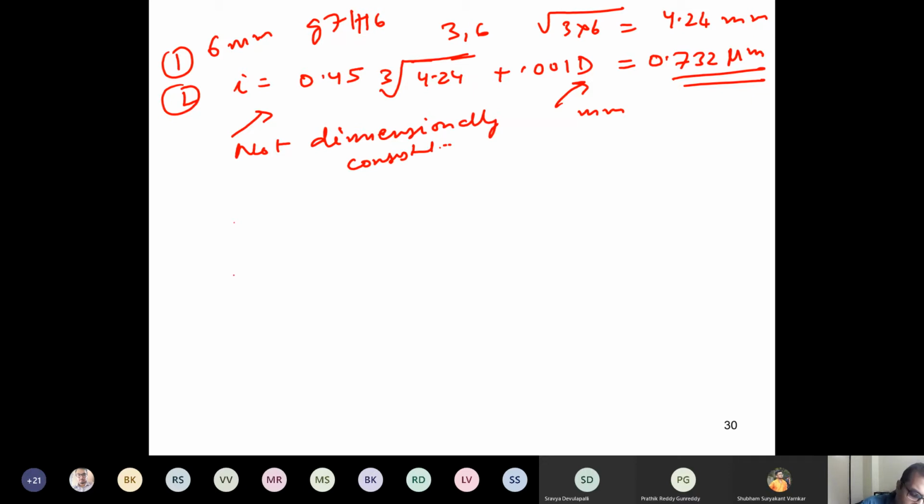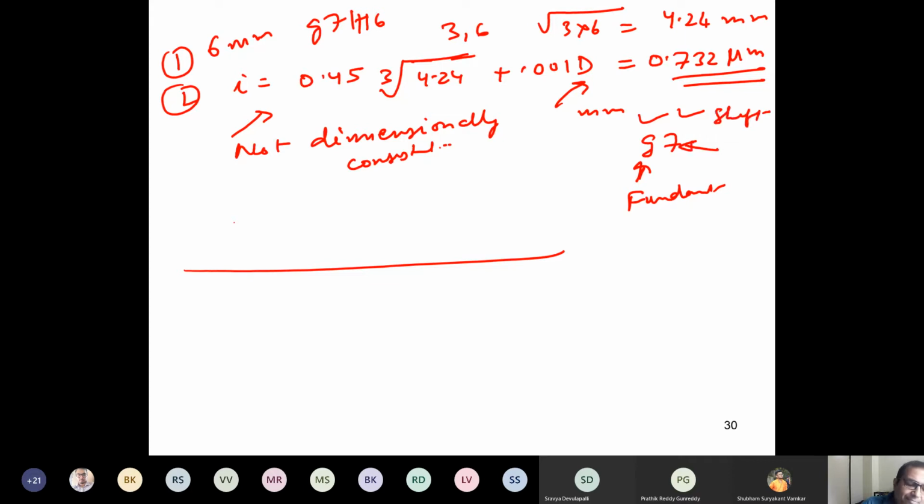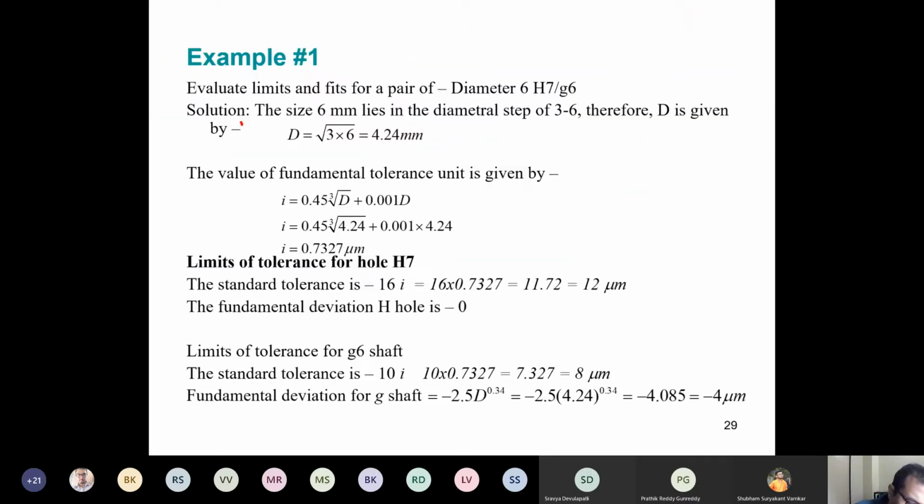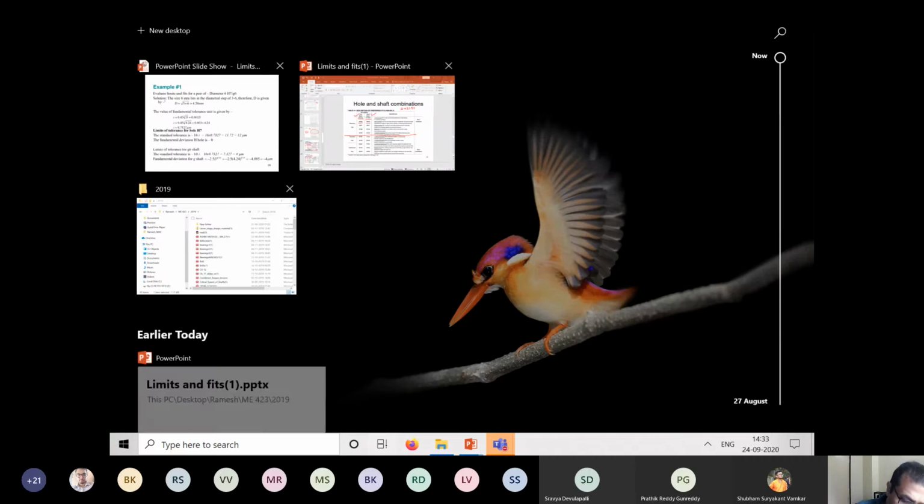So now let me draw the zero line here. This is my zero line for reference. Now, let's do G7. Right. So I have to find out two things here. For G, I have to find the fundamental deviation. And for the G7 shaft, 7 is the grade. Right. So let's go and see what IT7 means.